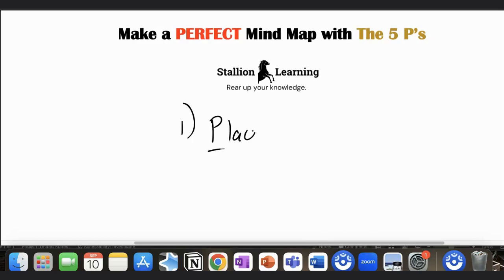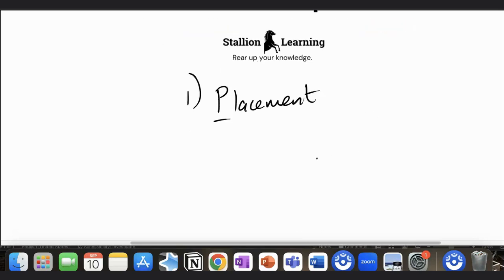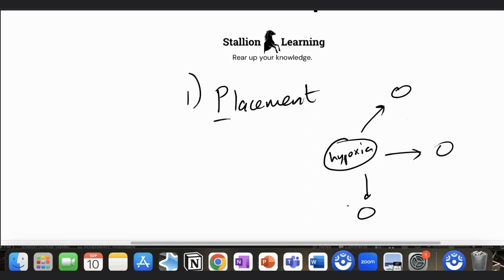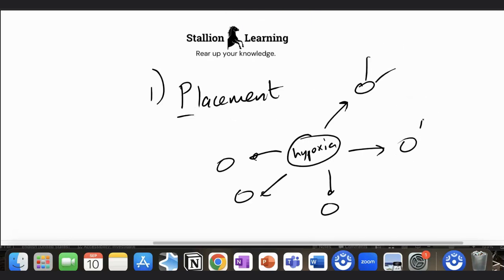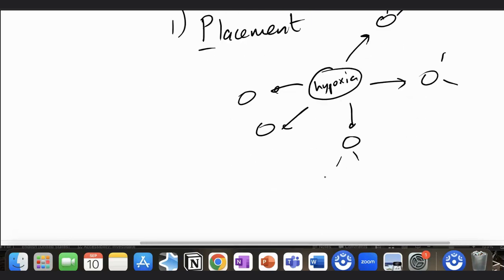P for placement. So what do I mean by that? A lot of you guys know, or if you've ever used mind maps before, you're familiar with this sort of structure. The central topic here, for example, I just did hypoxia recently. So hypoxia, and then the mini topics coming out. This looks like a typical mind map, guys, right? And then you put all the mini points there, the extra information, blah blah blah.